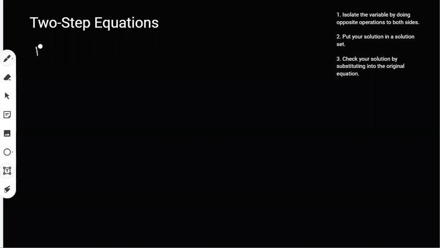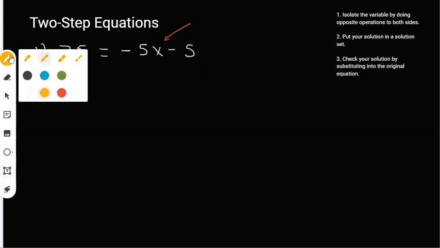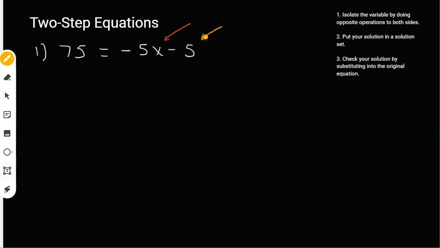So the first one we're going to do from the classwork is number 1. It is 75 is equal to negative 5x minus 5. So for this equation, what I want to do is I want to isolate the x. I want to isolate this variable on the right side. But to do that, I'm going to have to get rid of 2 things. I'm going to have to get rid of this negative 5 right here that's being subtracted, and I need to get rid of this negative 5 right here that's in front of the x. It's being multiplied by the x.